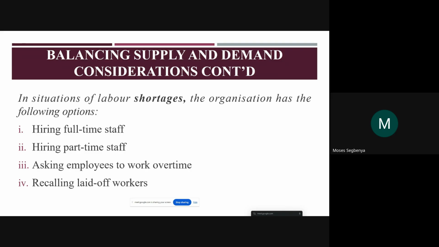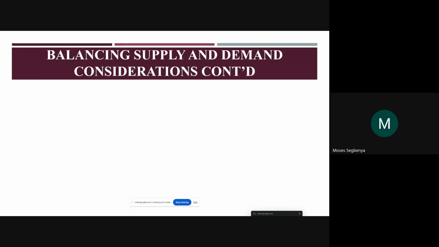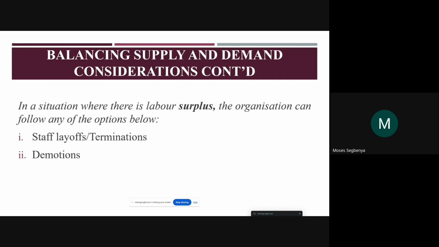You engage on overtime. So teachers teach on their normal stream, you pay them. Then you pay them higher when they are coming for the overtime. You can call people who have retired to come in as part-time. Then you pay them, because you cannot get the skills on the market. They are not available. But if they are in abundance, the organization can follow any of the following.